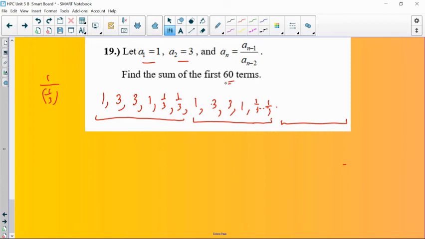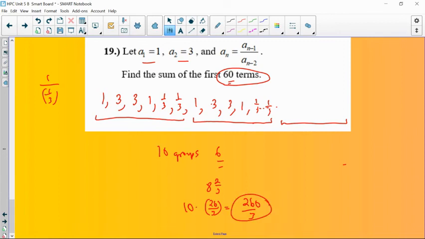So if I'm looking for the sum of the first 60 terms, that's 10 groups of 6. So if I could figure out what the sum of the first 6 is, I would just multiply that by 10 because it's going to repeat itself. So if I add 1 plus 3 plus 3 plus 1 plus 1/3 plus 1/3. So 1 plus 3 is 4 plus another 4 is 8. So it's 8 2/3. So it's almost 9, right? So 8 2/3 or 26 thirds. Okay, so the sum of the first 6 terms is 26 thirds, and I've got 10 of those groups, so just multiply by 10. So that I could write that sum as 260 out of 3.